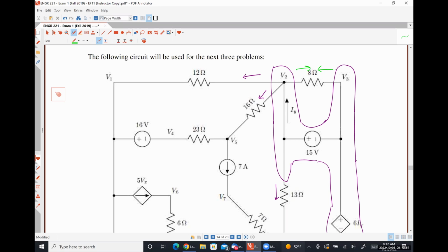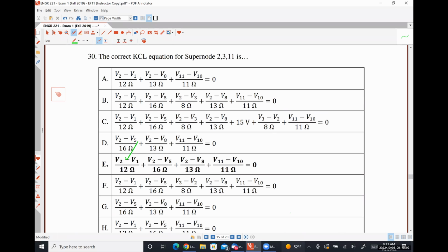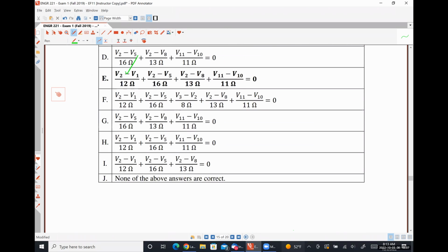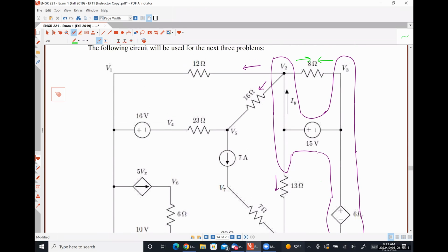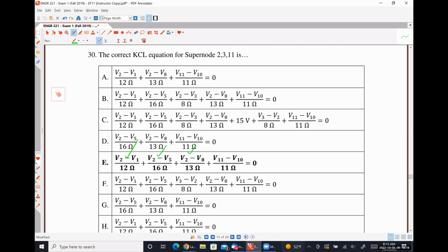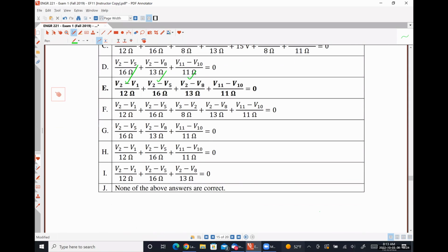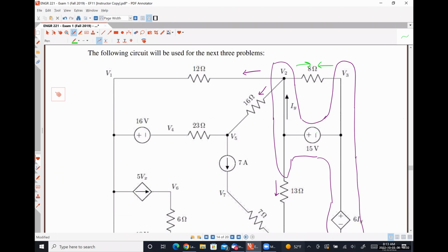So this should look like V2 minus V1 over 12, which is what we have right here. V2 minus V5 over 16, which is what we have right here. V2 minus V8 over 13. And V11 minus V10 over 11. There you go. Next question.